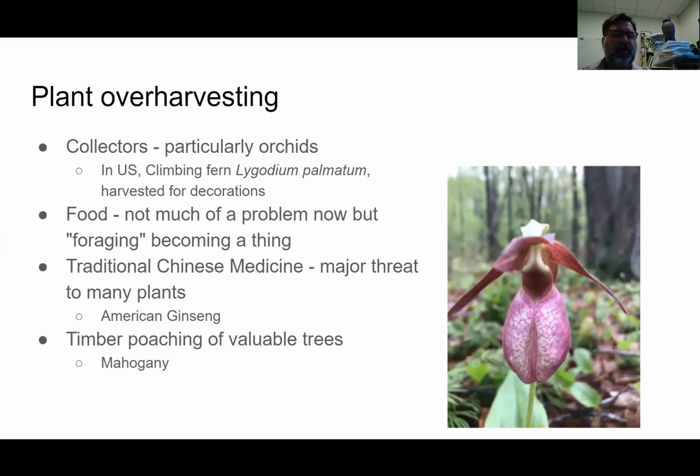And lastly, timber poaching. You don't think that plants can be poached, but some high value trees that have remarkable wood or some sort of interesting property can be poached. You can have forest reserves for that plant, and people go in and cut it down. Mahogany, Swietenia, is one of those species that regularly gets poached because mahogany wood is so valuable.